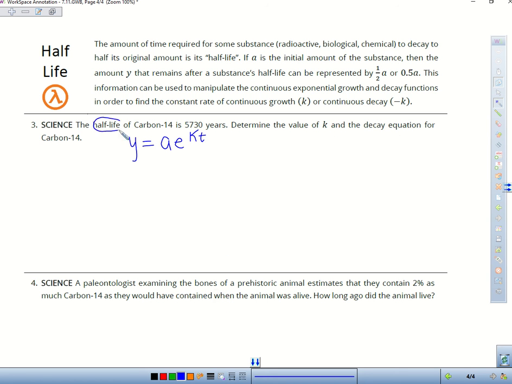Whenever you see that you're doing a half-life problem, you see that word half-life, your y is always going to be 1/2 or 0.5 A right off the bat. Anytime you're doing half-life, your y is going to be 0.5 A. Now we want to figure out the rest of the information regarding this particular problem. We don't know what the initial amount of carbon is, but we do know that time is 5,730 years. So let's plug this into the formula.